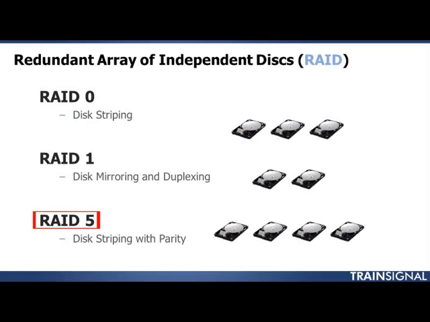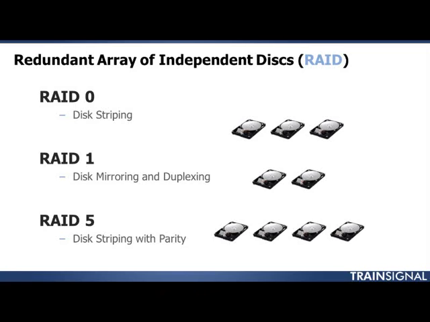So RAID 5, disk striping with parity, we stripe the data just like with RAID 0, but this time, each time we pass through the stripe, one of the disks, we don't write data, we write a parity block. And I will tell you that this does require a minimum of 3 disks in order to function. You have to have 2 for data and then a third one for the parity block.